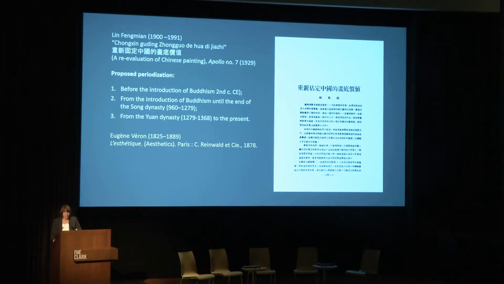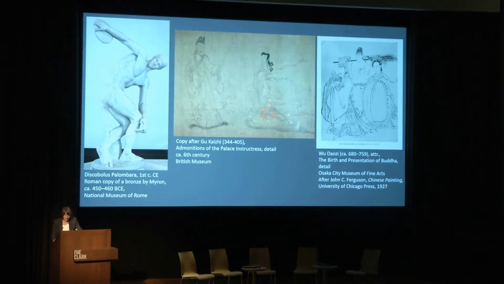And he borrows this term from the French philosopher and art critic Eugène Véran, who in his book L'Esthétique from 1878 interprets William Hogarth's serpentine line as a combination of rigidity and softness in superior harmony and as the line of life. Lin Fengmian identifies curved line beauty in Greek sculpture, such as the Discobolus of Myron, as you see here, and in the canonical Chinese paintings by Gu Kaizhi and Wu Daozi.